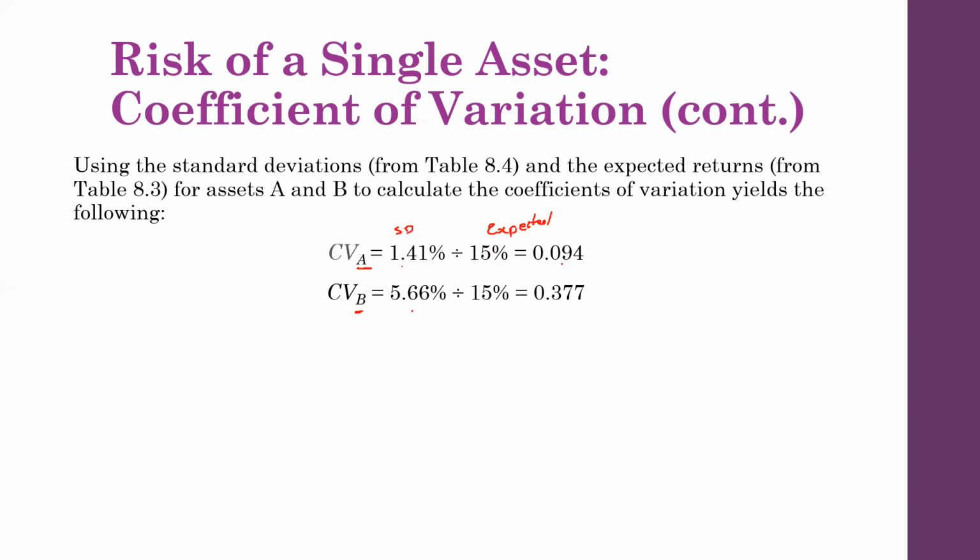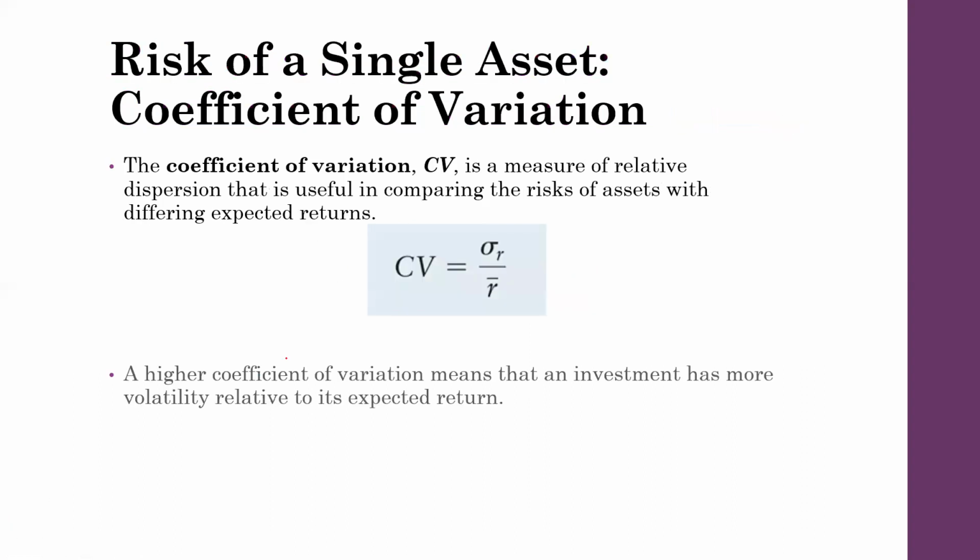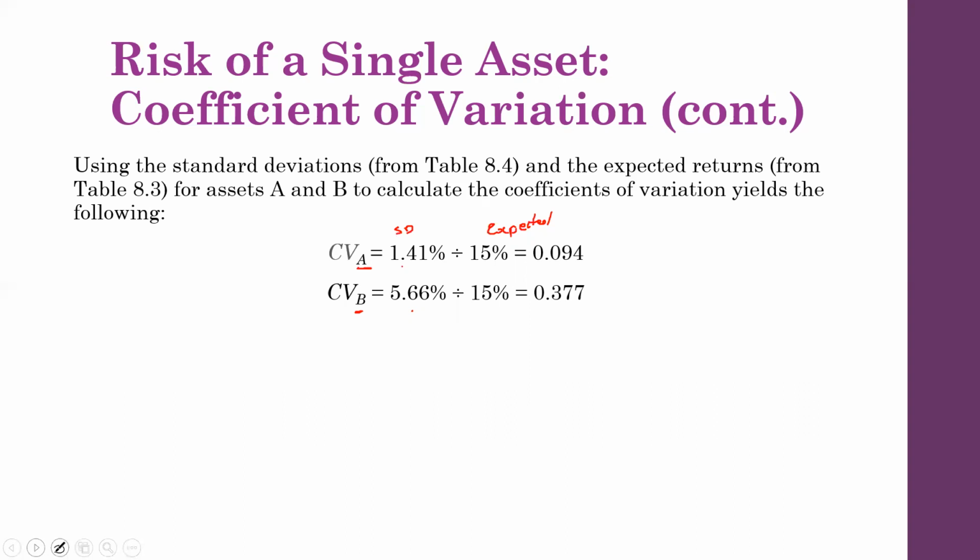So now the coefficient of variation is 0.094 and 0.37. So going back, it tells us the higher the coefficient of variation means that the investment has more volatility relative to its expected return. It's more volatile.